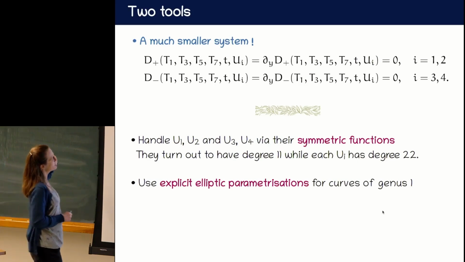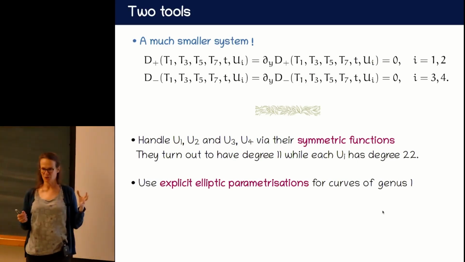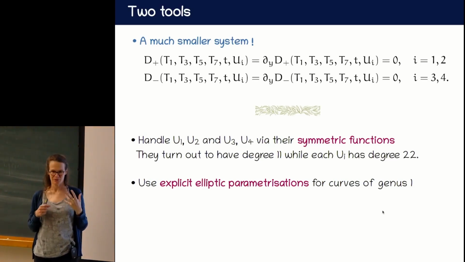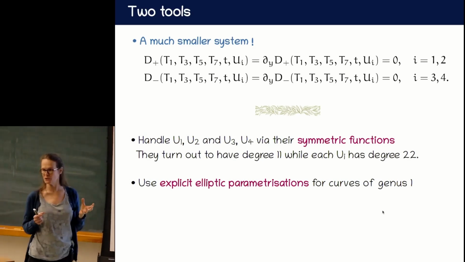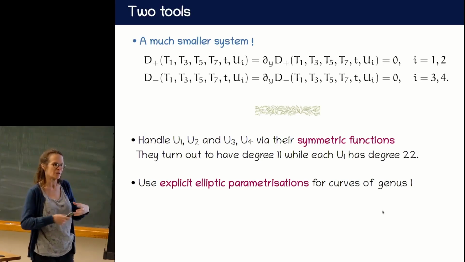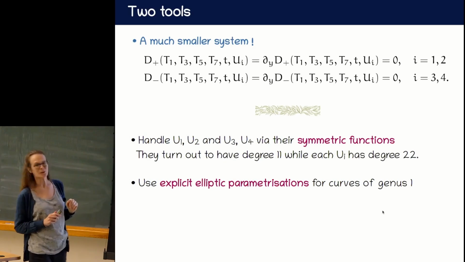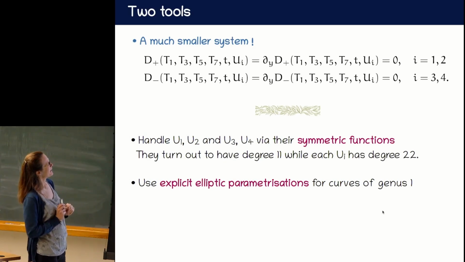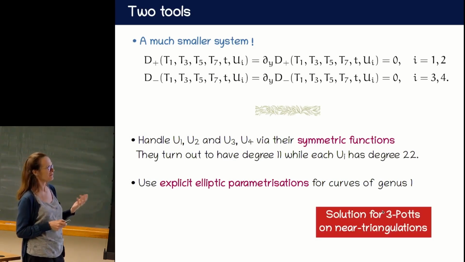I just want to mention one of them, which was new for me, namely, we are using Maple. And Maple is able to compute effectively elliptic parameterizations of curves of genus 1. And we used that a lot to factor our equations. If you are greedy about this kind of details, I can give more, but some other time. Okay, so anyway, with that, we ended up solving the three-state Potts model on near triangulations.